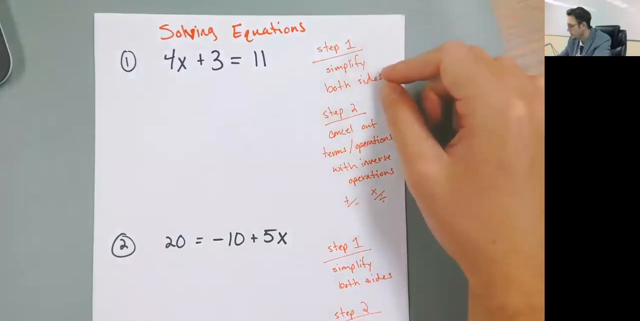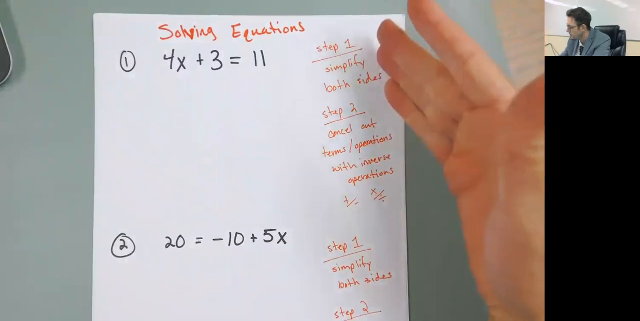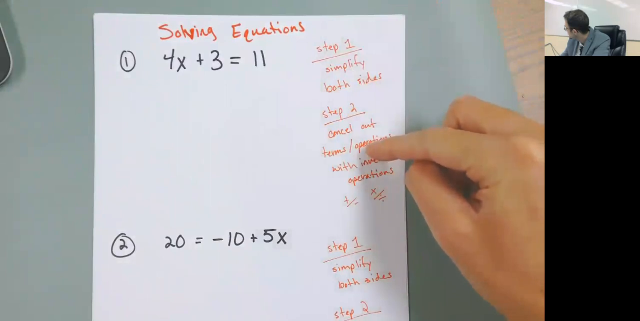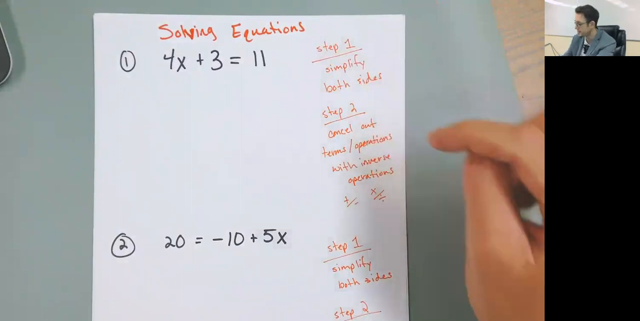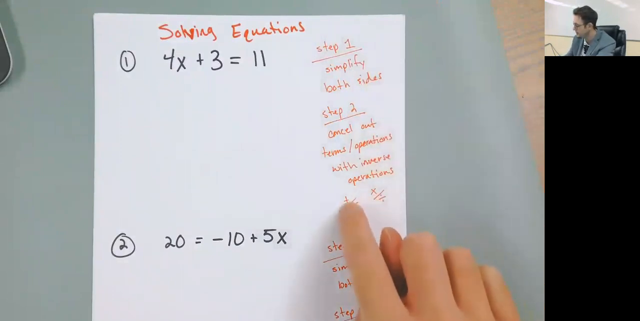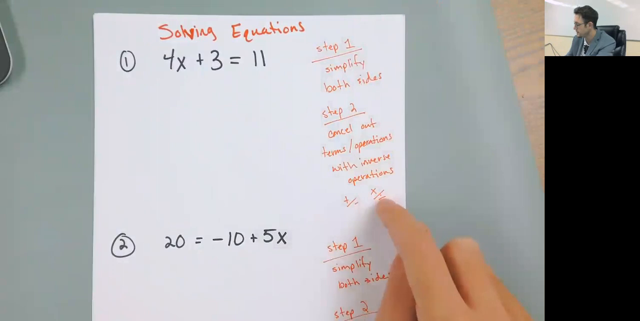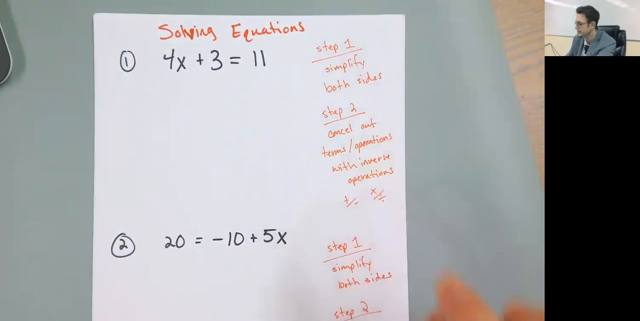So this is a foolproof way to solve an equation. Step one, simplify both sides. Step two, cancel out terms or operations with inverse operations. Inverse operations: to cancel out addition, use subtraction. To cancel out subtraction, use addition. To cancel out multiplication, use division. To cancel out division, use multiplication. These are inverse operations.